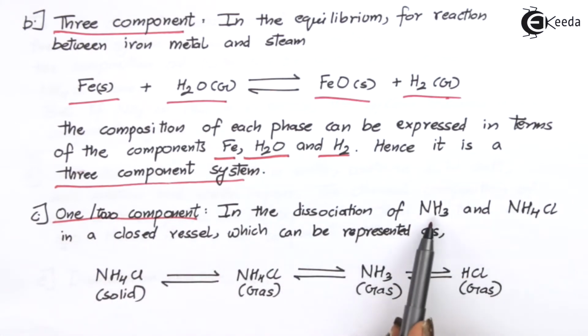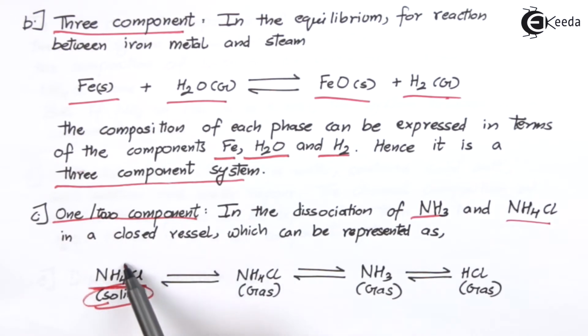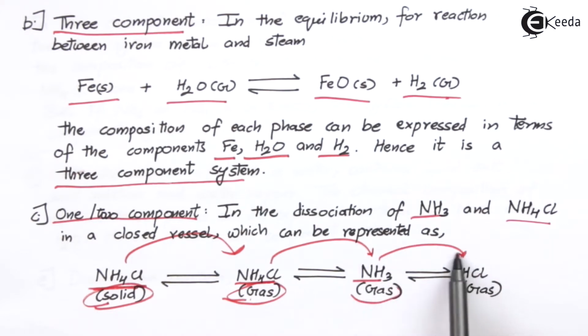In the dissociation of NH4Cl in a closed vessel, it can be represented as, I have NH4Cl over here, which is in a solid form. We are converting it into NH4Cl, which is in its gaseous form. Again, we are converting it into NH3 gaseous form plus HCl, which is a gaseous form. This is the entire reaction that we have.